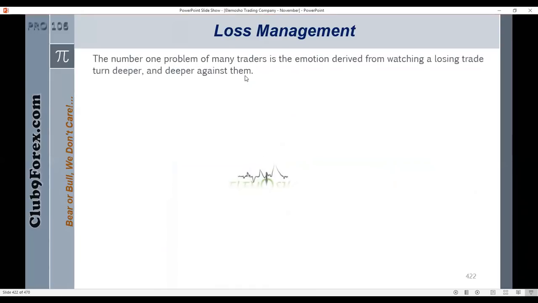So the number one problem many traders face is the emotion derived from watching a losing trade turn deeper and deeper against you. So for instance, you started with $2,000 and now your account is in red. That means you are in negative $1,600, for instance. Now it's very crazy because the truth of the matter is you may not get over that loss unless you really know what you are doing.